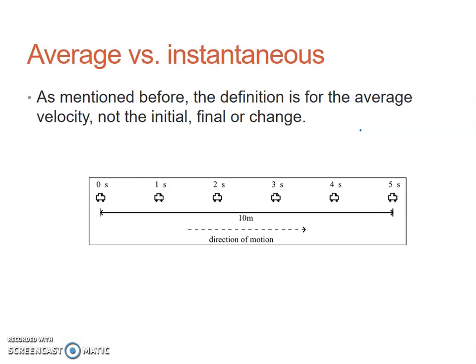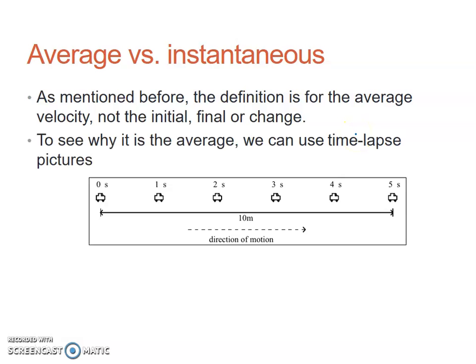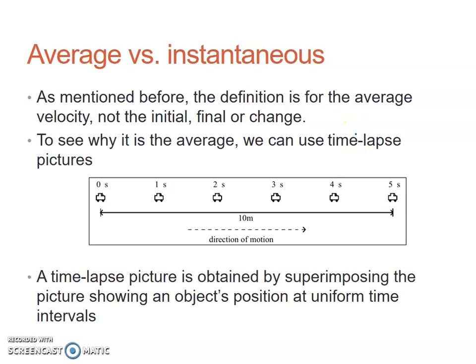All right, here we have a picture of a little cartoon car, a toy car actually, it looks like, going across the floor. And it goes a distance of 10 meters in 5 seconds. This is also what we call a time-lapse picture, which we're going to be talking about at the very end of the chapter. So we superimpose the pictures showing the object's position at a uniform time.